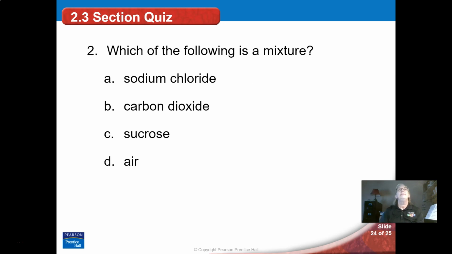All right, next one. Which of these is a mixture? So this thing right here is a sugar. So what do you think? Air's a mixture. We're breathing it in right now. Take a deep breath. You're breathing in a lot of nitrogen gas and oxygen gas, and also some other things in there, argon and a lot of different small amounts of other gases. So it's a mixture.